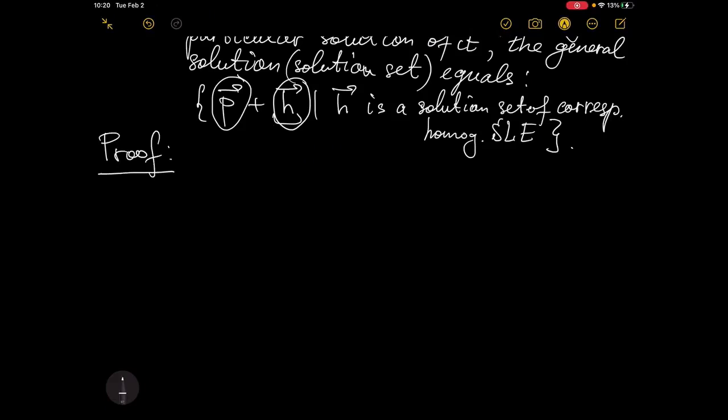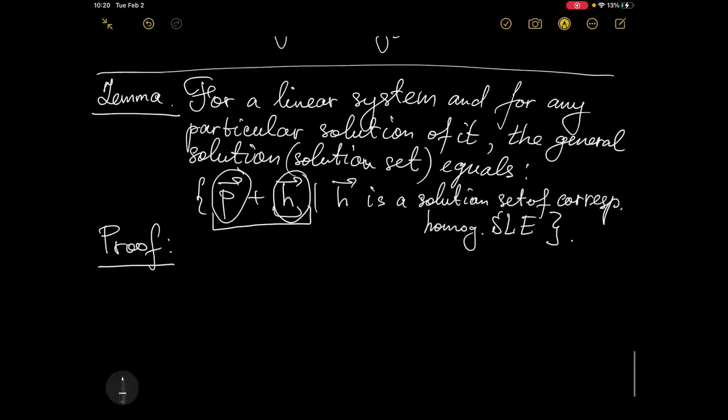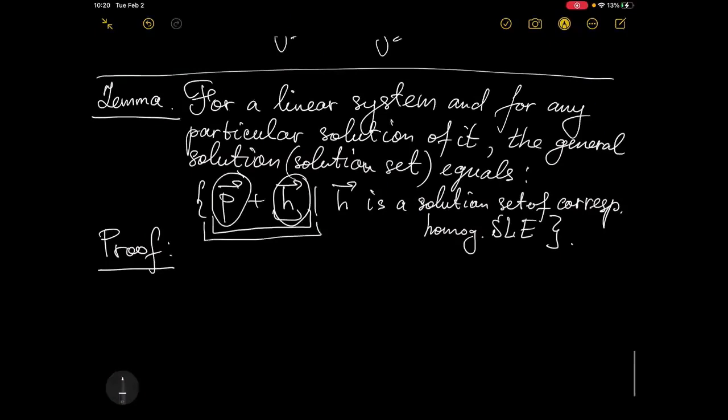Proof. The idea is that when I'm saying the solution set equals that, I need to prove it in both directions. So I need to prove that if I consider some solution, or some vector in this form, it will satisfy my linear system. And vice versa: if I have a solution of the linear system, it can be represented in this form.